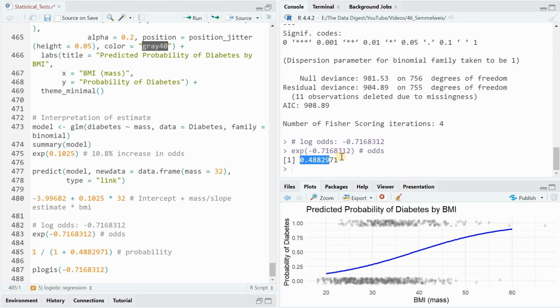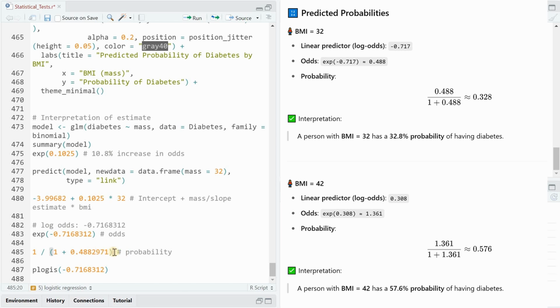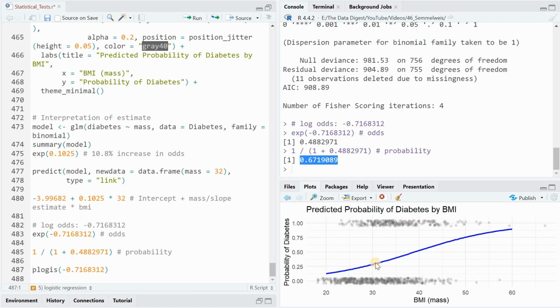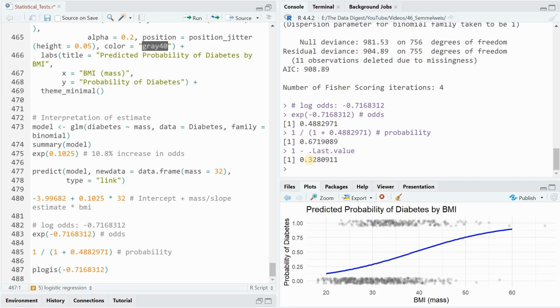When we get the odds from our log odds with the exponential function, we can turn it into a probability with this formula, and this is the likelihood of not having diabetes. So at 32 you are here BMI wise, and 1 minus the last value that we did in the console means you have a 32.8% probability of having diabetes at BMI 32.